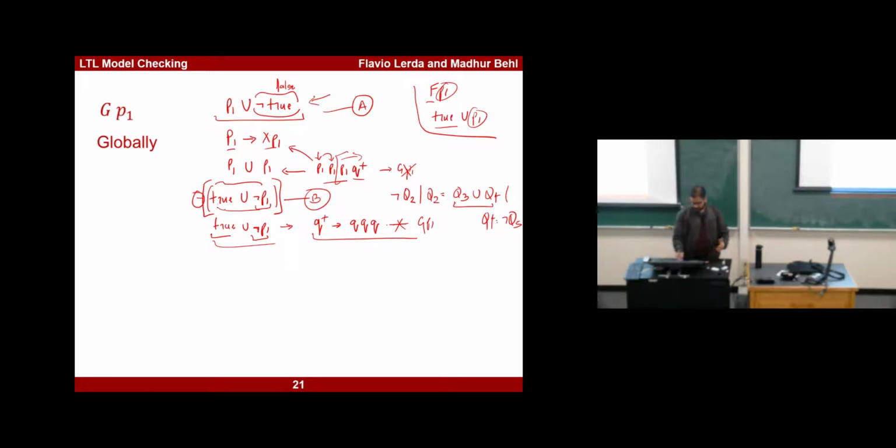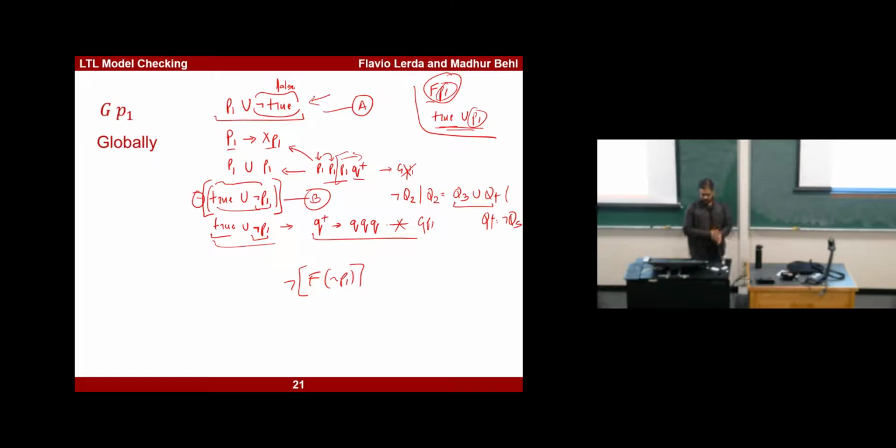If a trace satisfies the fact that true holds until not P1 holds, my first claim is that this is the same as saying eventually not P1 holds, because that's the definition of eventually. True until something is eventually something. So the inner part of this is eventually not P1. And it must never be the case that eventually not P1 occurs. Therefore, P1 must always be true for a trace to satisfy not F of not P1.